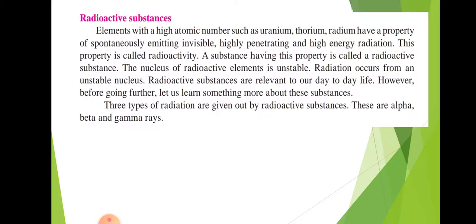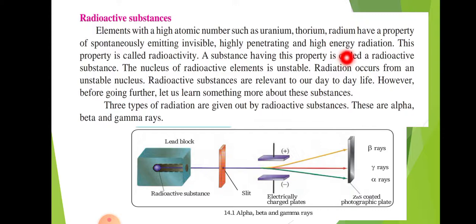Now radioactive substances, सबको पता है, that is in your last standard you have already learned this, that the elements with high atomic number such as uranium, thorium, radium have the property of emitting invisible, highly penetrating and high energy radiation. वो radiation को emit करते हैं. Okay, yes, and this property is called as what, radioactivity. Radioactivity, which means emission of radiation. Okay, a substance having this property is called a radioactive substance, obviously.